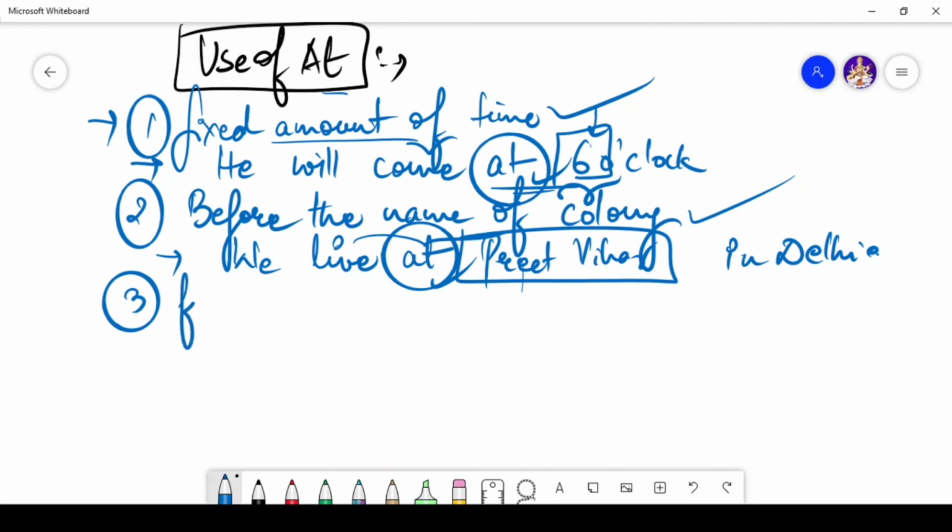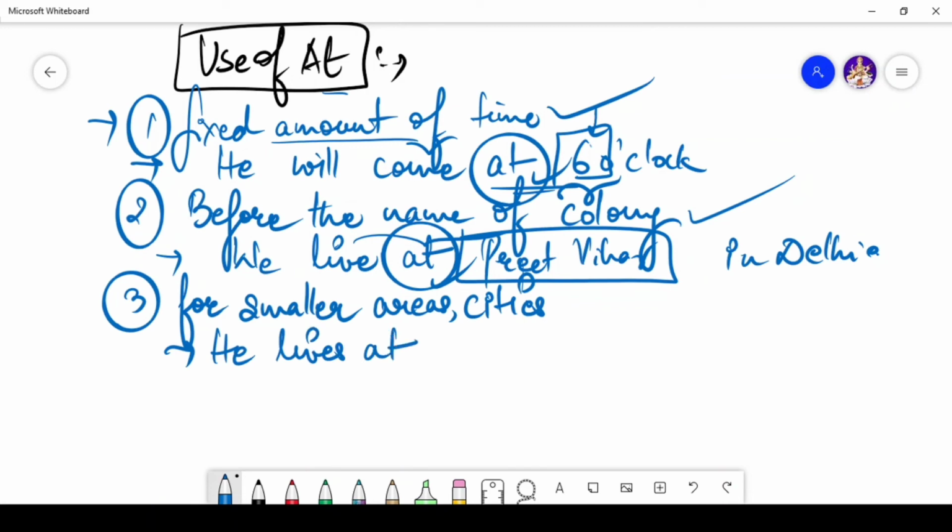Now the next scenario is for smaller areas or cities. Like if I say he lives at, always remember, whenever you're talking about a bigger area or bigger cities or state, in that case you make use of in. You won't ever say he lives at Mumbai. No, you will say he lives in Mumbai. But if you have to say that he lives at Agra, in that case you are going to say he lives at Agra, because at is used with smaller areas and cities, unlike the cases of bigger cities or states.